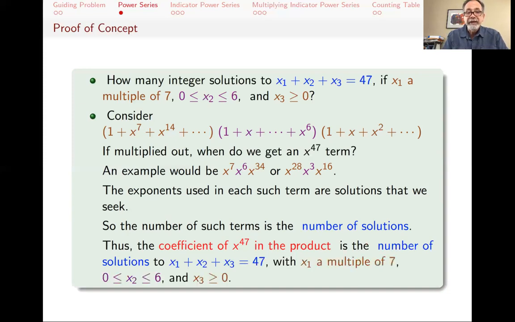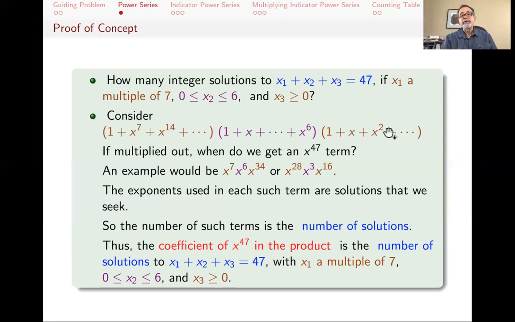So that was our proof of concept, in the sense that if I know how to deal with these kinds of power series, and if I can glean from that what the coefficient of x^47 is, I have the solution to my question: how many solutions does the equation x1 plus x2 plus x3 equals 47 have, where the solutions are integers, x1 is a multiple of 7, x2 is between 0 and 6, and the third one can be any non-negative integer you like? That's going to be the coefficient of x^47 when you multiply this out.